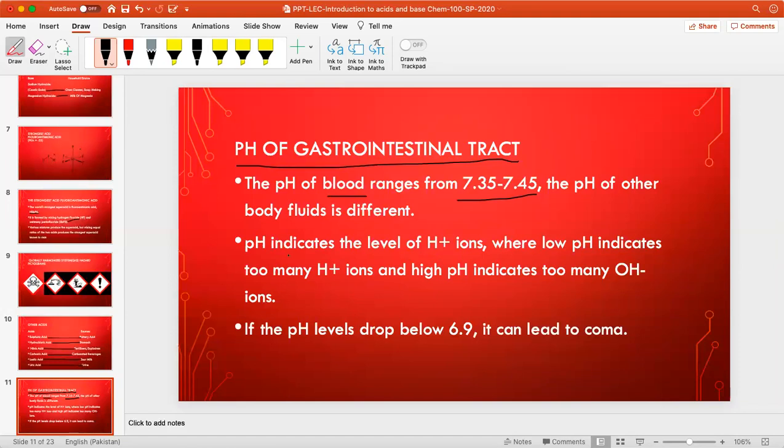pH indicates the level of hydrogen ions. Low pH means too many hydrogen ions, and high pH indicates too many hydroxyl ions. If the pH level drops below 6.9, this is very dangerous. It can lead to coma. Next, we go to the next slide.